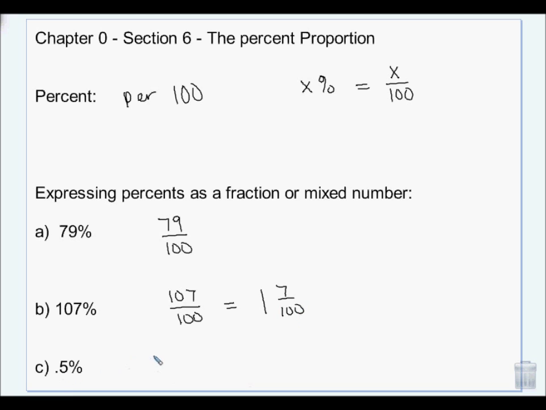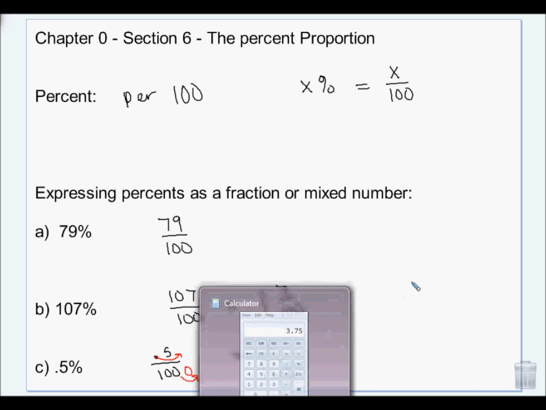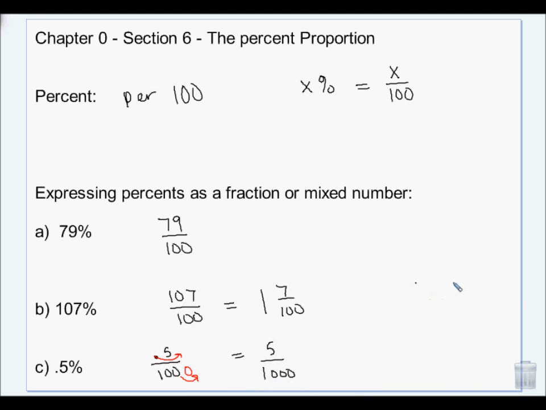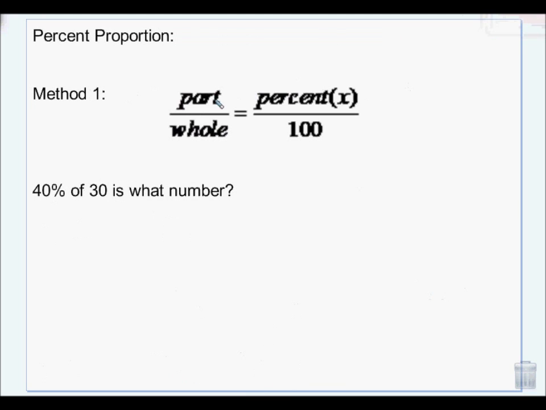And if you have 0.5%, that's 0.5 over 100. Now, technically speaking, you cannot have a decimal in a fraction. So when this happens, if I move this decimal one spot, I move one spot here too. And whenever I move, I put a 0 in. So this would be 5 over 1,000. Part over the whole is equal to the percent over 100.